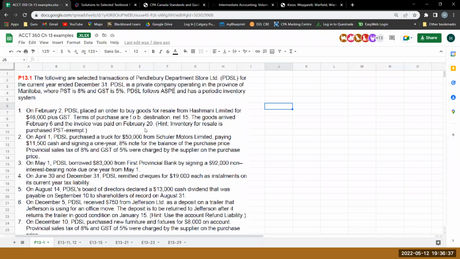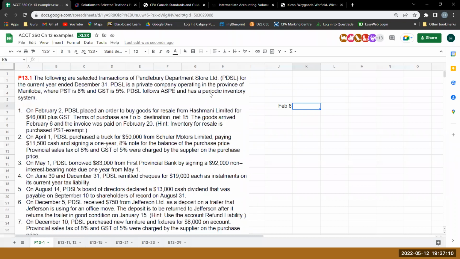They need to wait until the goods are delivered. The goods arrived on February 6th, so February 6th is the date that we're going to record the transaction. From PDSL's point of view, they've bought inventory. If this company was using the perpetual inventory system, you would debit inventory. But we're told that they use the periodic inventory system, and again, they're just trying to make this more complex than it needs to be.